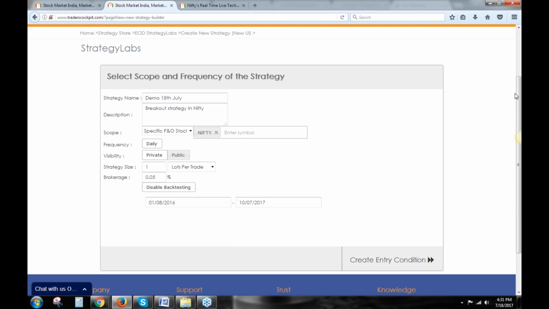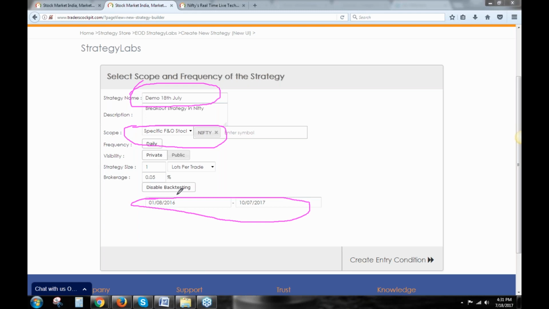So what I did here is on the page, what we need to declare is, one, the strategy name, then the description, that is optional, but yes, be particular in this part. Say you need to declare the scope of the stocks, like on which all stocks you want to backtest the strategy, and then the frequency, that is on which time frame, which tick size you want to backtest the strategy, and then the strategy backtesting period, which I have selected as more or less last 1 year data here.